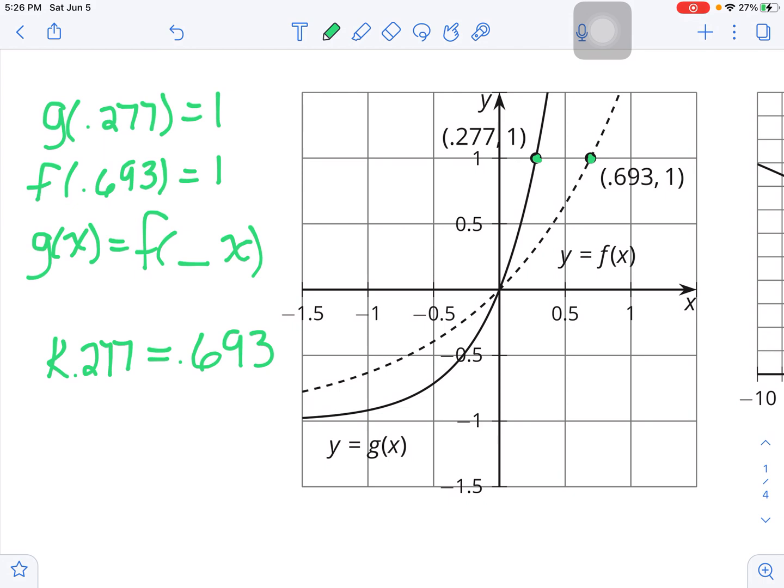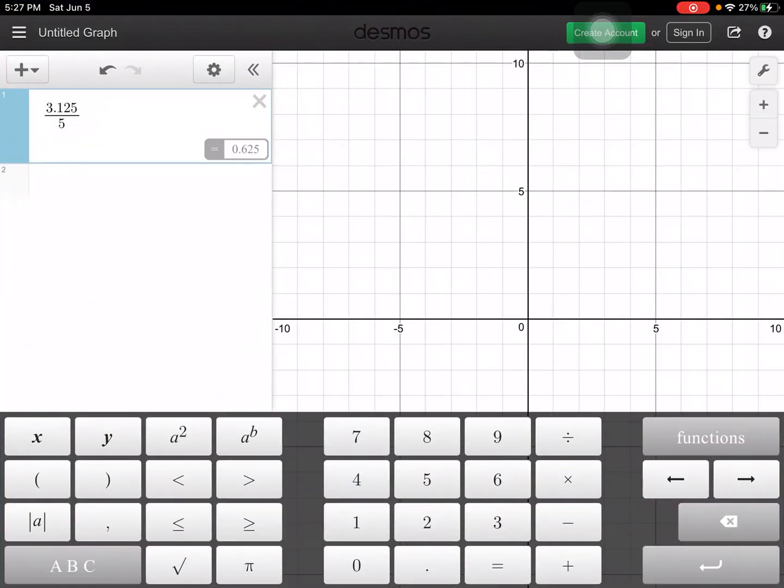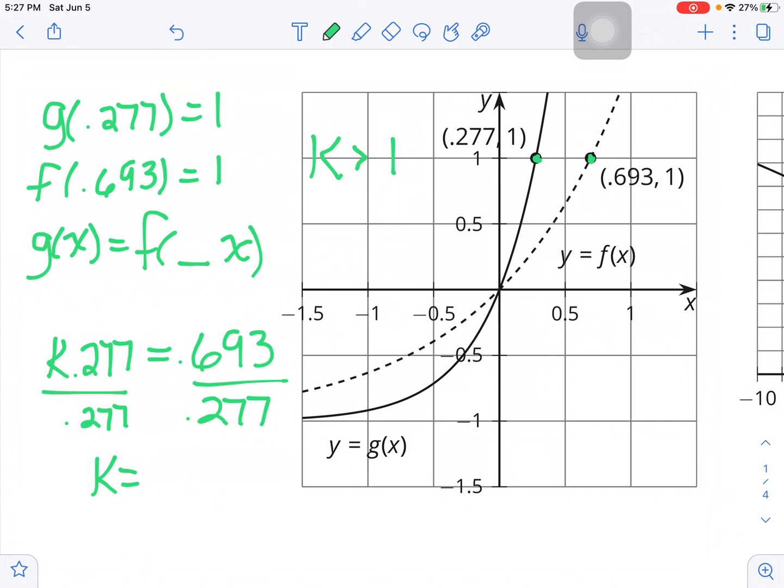And so when I do my division now, I've got dividing by 0.277, and so I get something greater than 1 here. So I knew that in this case, k was going to be greater than 1 because it was a compression. And so I want to take 0.693 and divide by 0.277. And I get approximately 2.5 for a scale factor for that one. So I get 2.5 here.